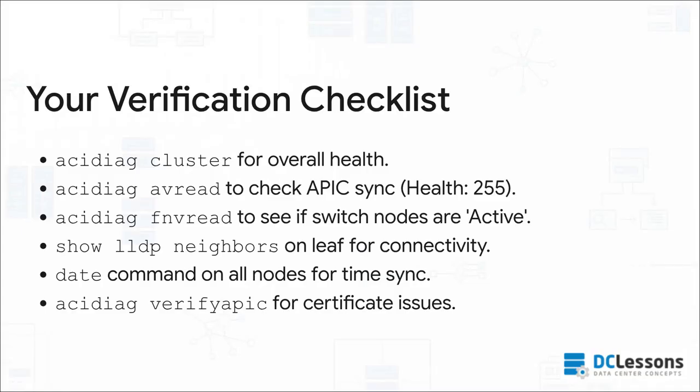Okay, let's wrap this all up into a simple, effective checklist. When trouble strikes, start with acidiag cluster for the big picture. Then, drill down with avread for the APICs and fnvread for the switches. If a switch isn't being discovered, jump on the leaf and check show lldp neighbors. And never forget the basics. Check the date on all nodes and run verifyapic if you suspect a certificate problem. This is your core workflow.